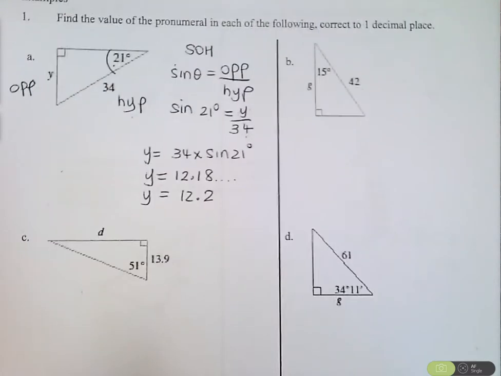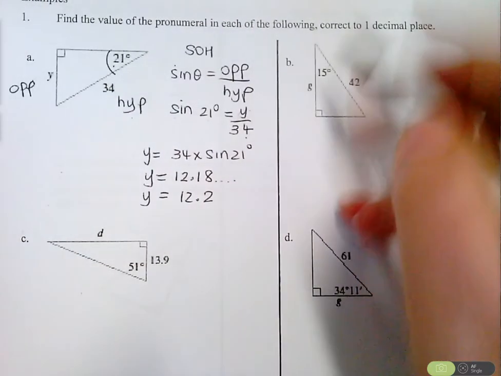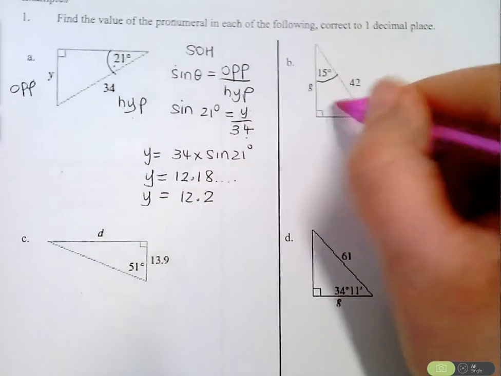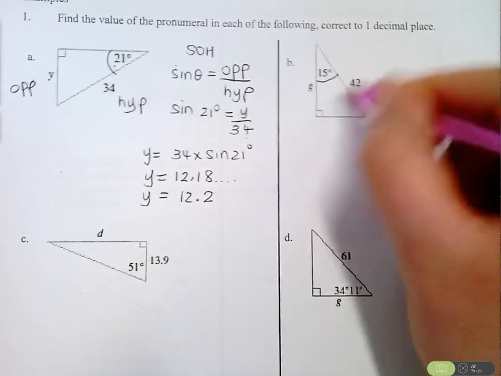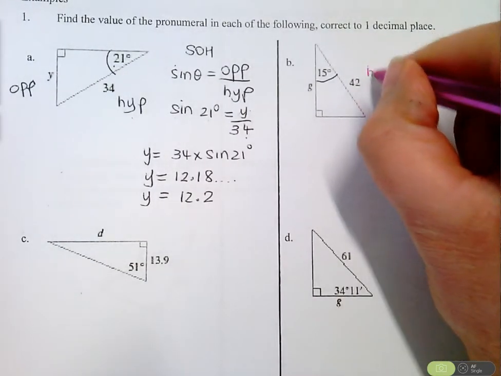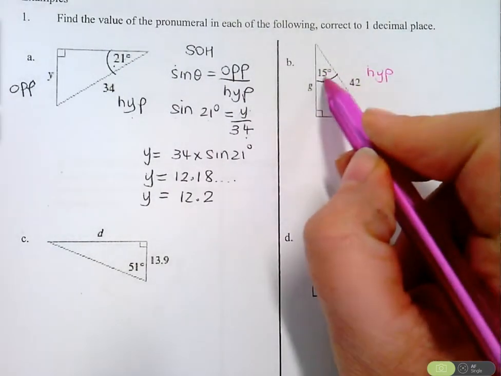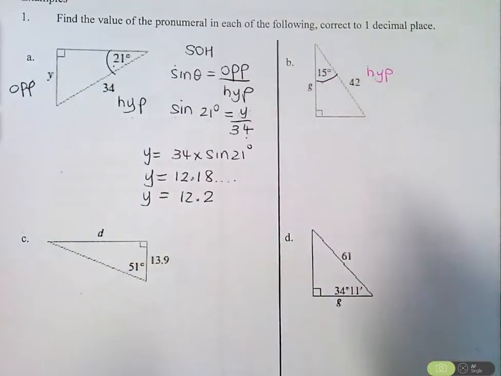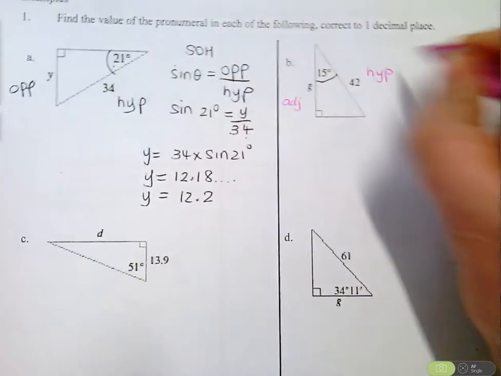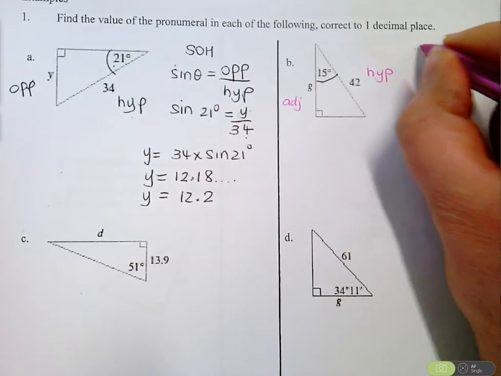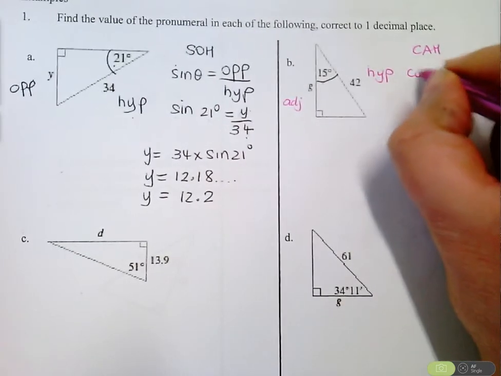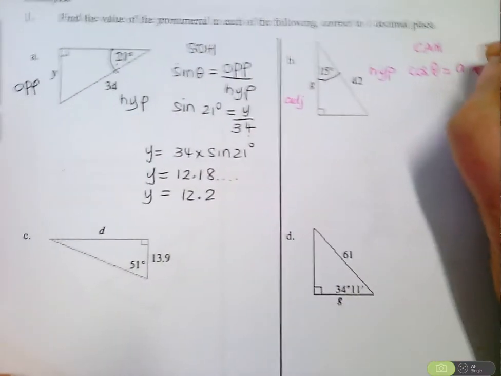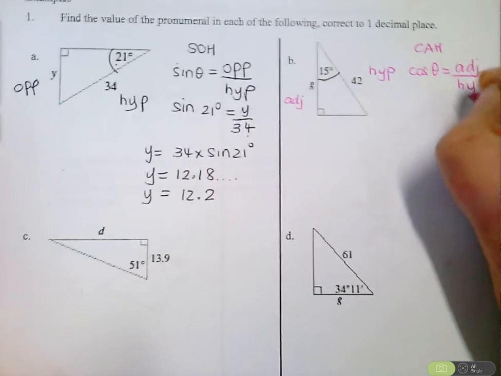All right, question 2. Girls, here's my angle. Label the sides. Let's do this one first. What's that one? The 42. Good. And in relation to the 15, is the G adjacent or opposite? So we're using the one with A and H, which is CAH. So cos theta is adjacent over hypotenuse.